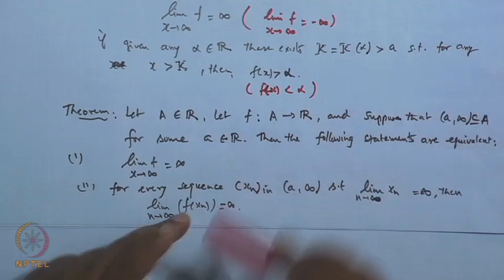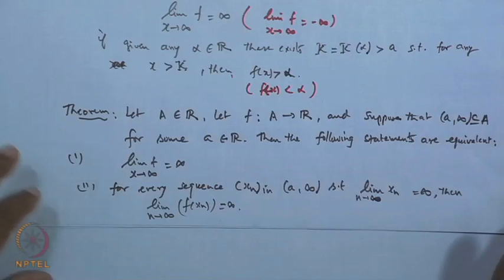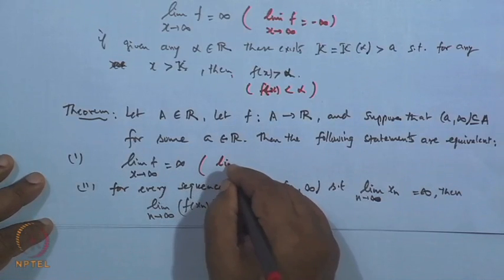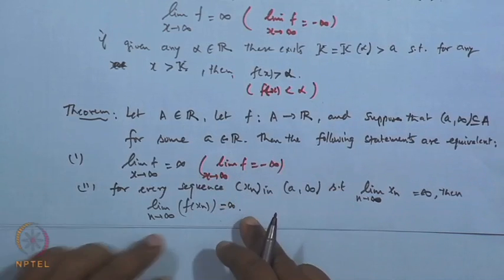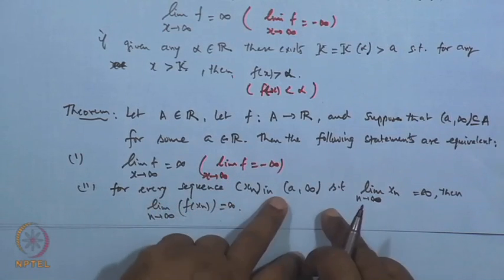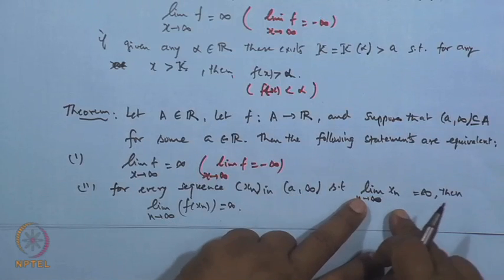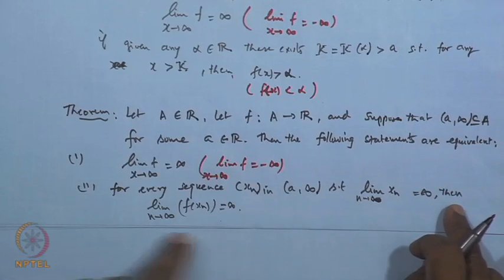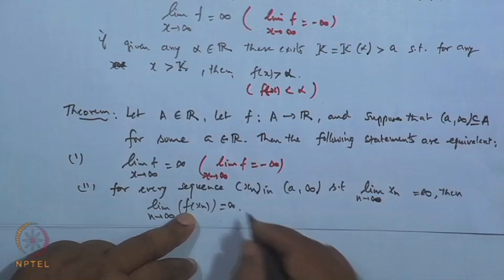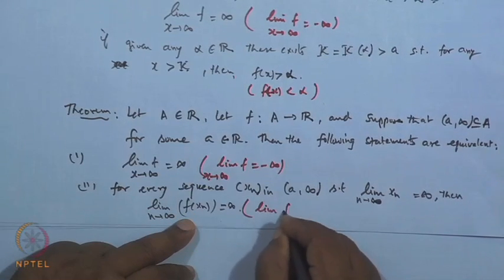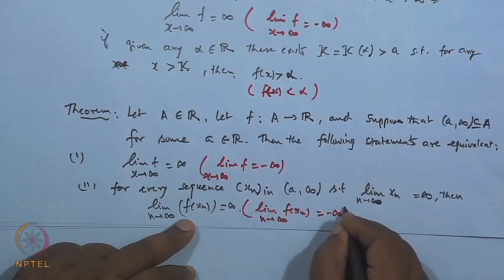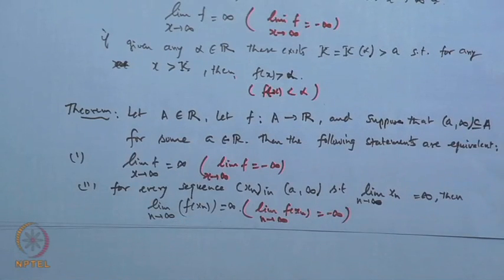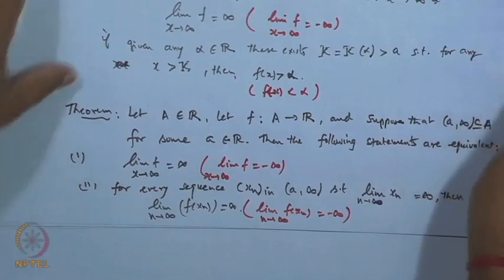If we want the limit to be minus infinity, that is, if the limit of f when x tends to infinity is minus infinity, equivalently we can say for every sequence x_n in (a, infinity) such that the limit of x_n is infinity, the limit of f(x_n) as n tends to infinity will be minus infinity. This is the equivalent way, respectively. So, the concept is this one.